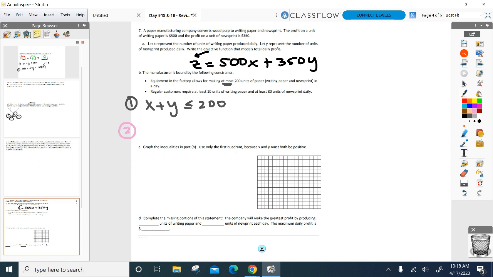Regular customers require at least 10 units of writing paper. Stop there, at least 10 units of writing paper. Well, writing paper is X, right? And 10 units, at least. What symbol am I putting in between there? At least. Greater than, at least 10 or more. Greater than or equal to. And the same thing for newsprint, but it's 80 units. So y greater than or equal to 80.